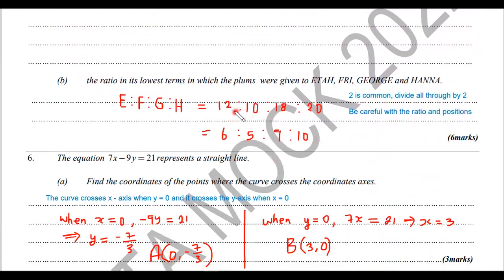So this is the ratio: 12 to 10 to 18 to 20. The highest common factor here is 2. So we can just factor it out, or we divide each term by 2. And this is what we're going to have.